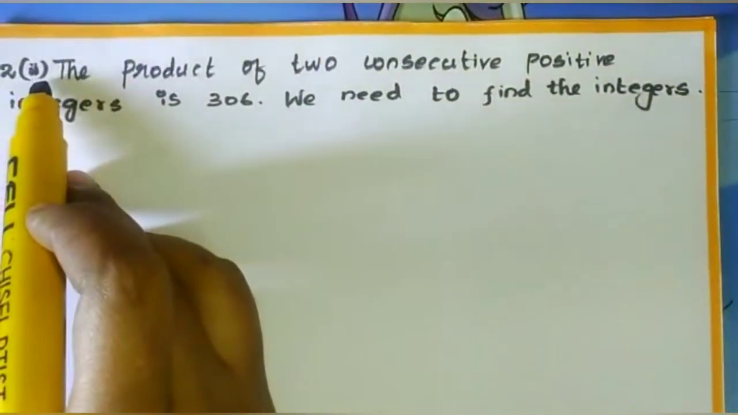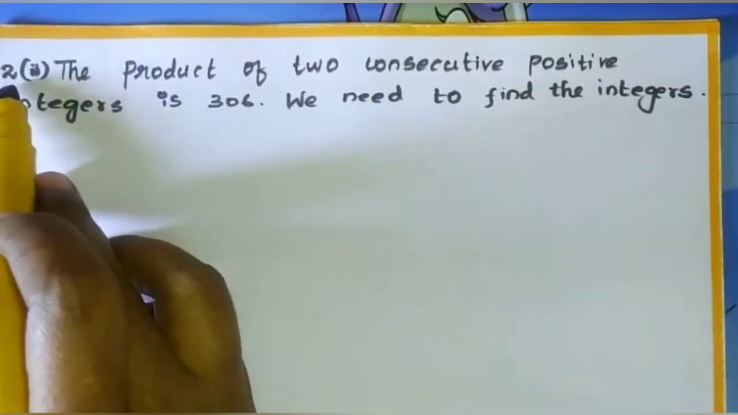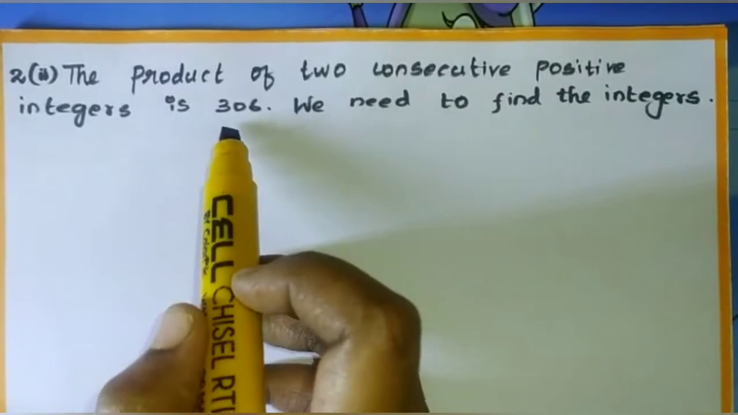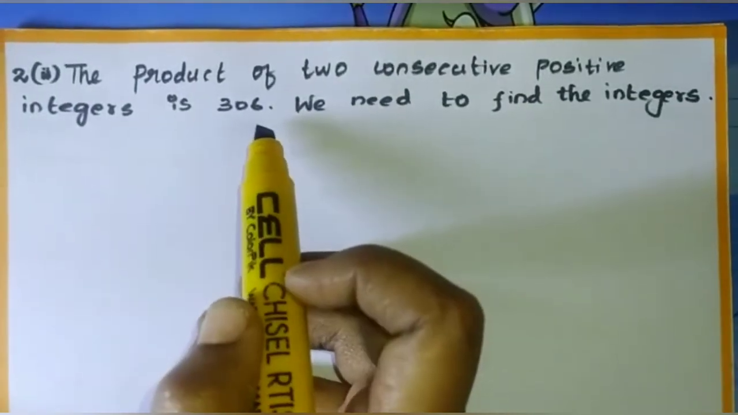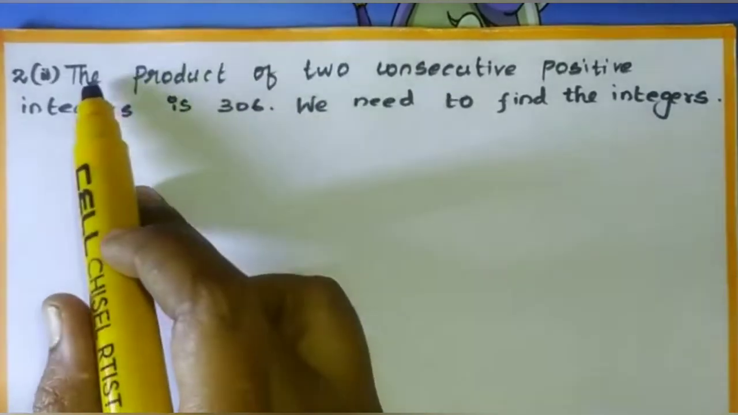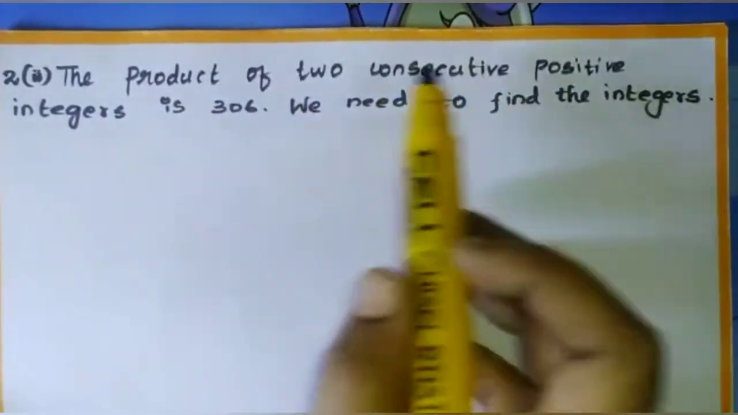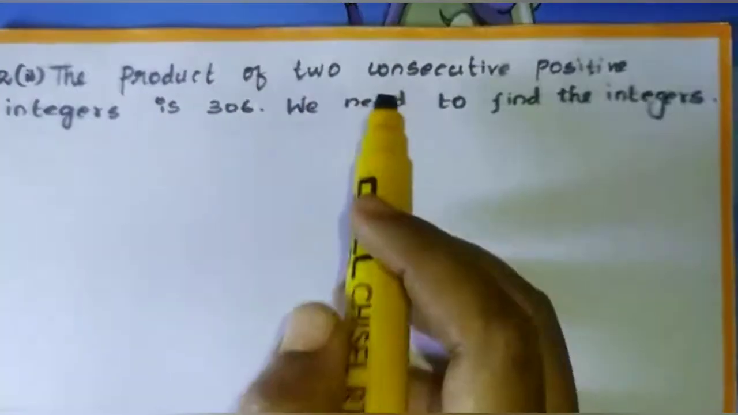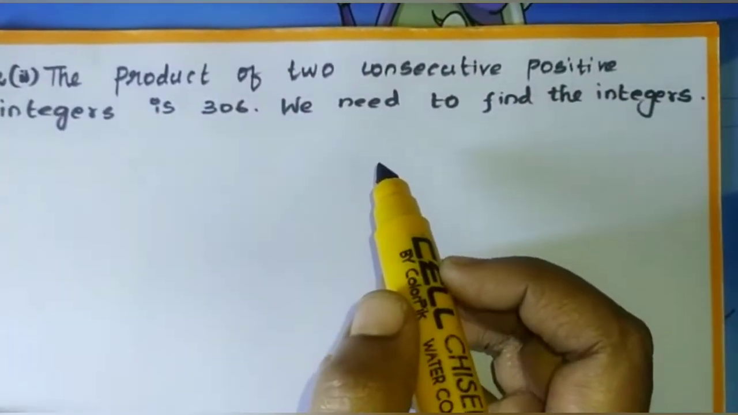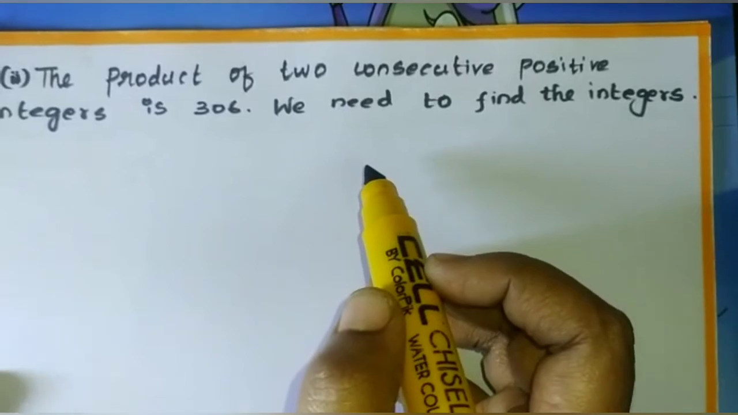This is the second subdivision sum in the second problem. For using this statement, you have to frame a quadratic equation. The product of two consecutive positive integers is 306.